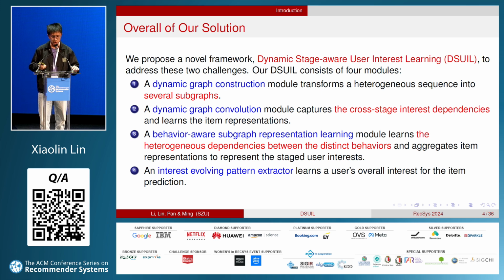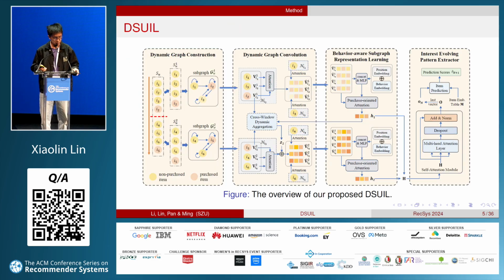We propose our method, Dynamic Stage-Aware User Interest Learning, in short, DSUIL. It consists of 4 modules: a dynamic graph construction module, a dynamic graph convolution module, a behavior-aware subgraph learning module, and an interest evolving pattern extractor. This is the overview of our framework. Now I will introduce them one by one.